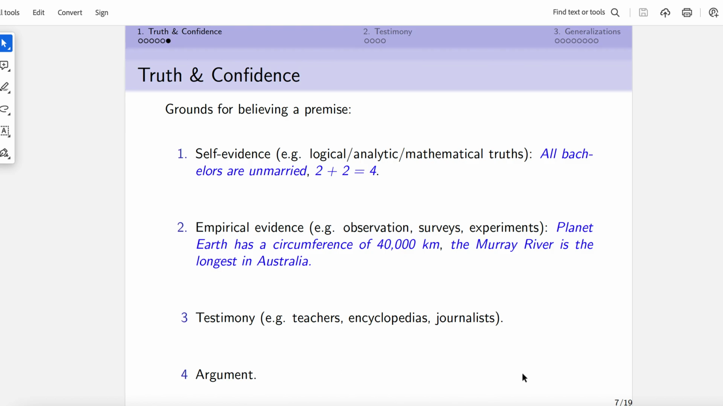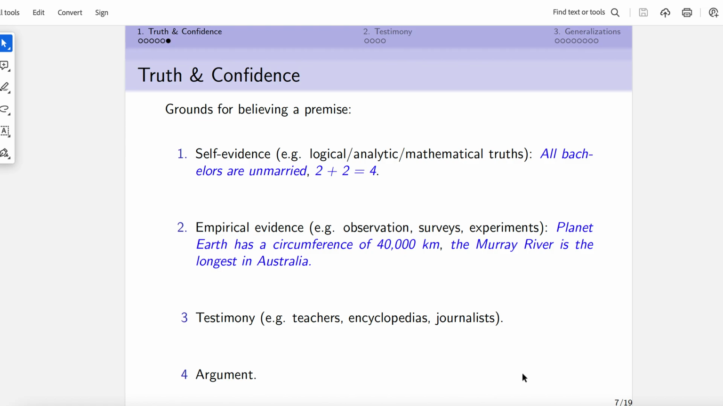Now, you might think, okay, well, we're off on a regress here. When it comes to that further argument, we might ask, do its premises support its conclusion? But also, what grounds do we have for believing the premises? And you might think that this can't go on forever, and at some point we need premises that are justified either by self-evidence, by empirical evidence, or via testimony.